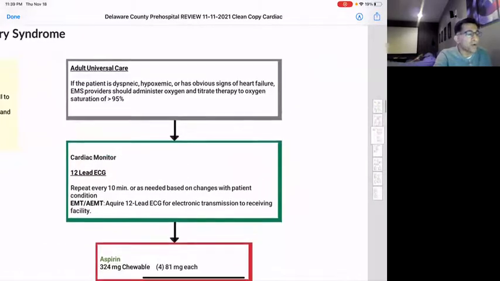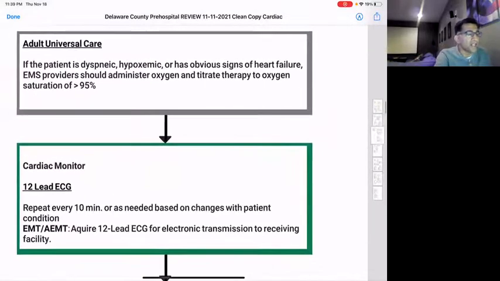As we go down through the protocol, we can see that we're talking about titrating our oxygen to appropriate sats of 95%. Keep in mind, there's been data out there talking about keeping people at 100%, which may have poor outcomes. These studies themselves are retrospective, and so they're not giving us the best guidance about how to do this, but it is something that we can kind of lean on. And so titrating and making sure we're over 95% is probably most appropriate and the most data supported.